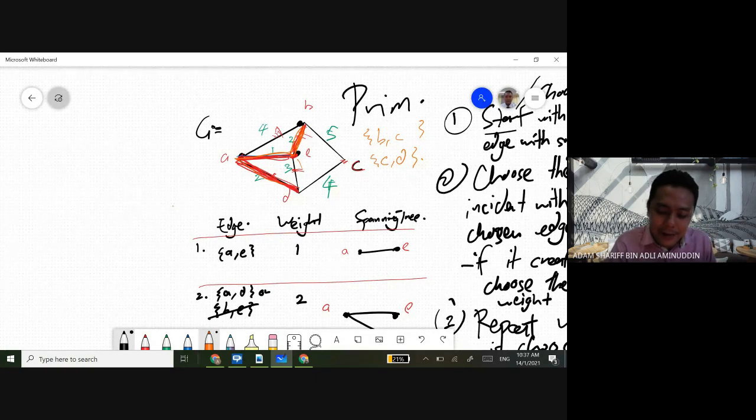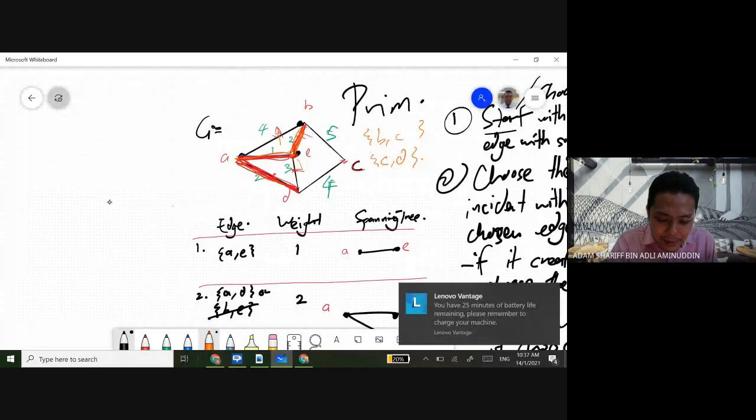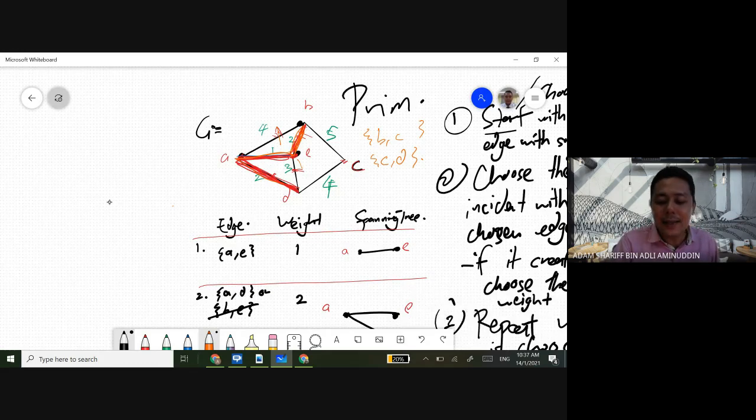Sebab tu kamu tengok BA. BA, dia insiden dengan AE dengan BE. Tetapi kenapa kita tidak pilih? Sebab dia create circuit. ED, dia insiden juga kepada AE dengan AD. Tetapi kita tidak pilih kerana dia akan buat circuit. BC insiden dengan BE. Tapi jangan lupa CD juga dia insiden walaupun dia bukan insiden kepada BE, dia insiden kepada AD. So the concern about the incidents, the chosen must be from all of the previous chosen edges. Mesti semua. So daripada BC dia insiden dengan BE, CD dia insiden dengan AD. Kena consider juga. Daripada BC dengan CD, yang manakah paling kecil? That's why kita pilih CD.